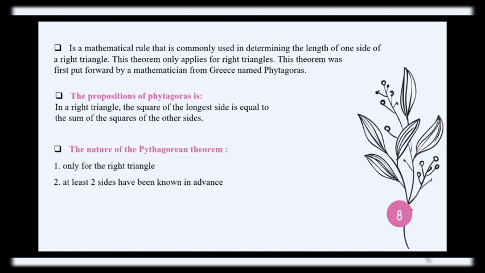And the nature of the Pythagorean theorem: first, it is only for right triangles, and second, at least two sides have been known in advance.